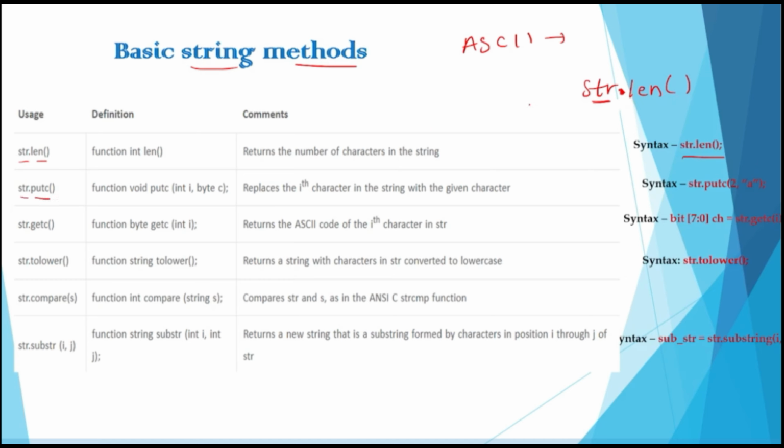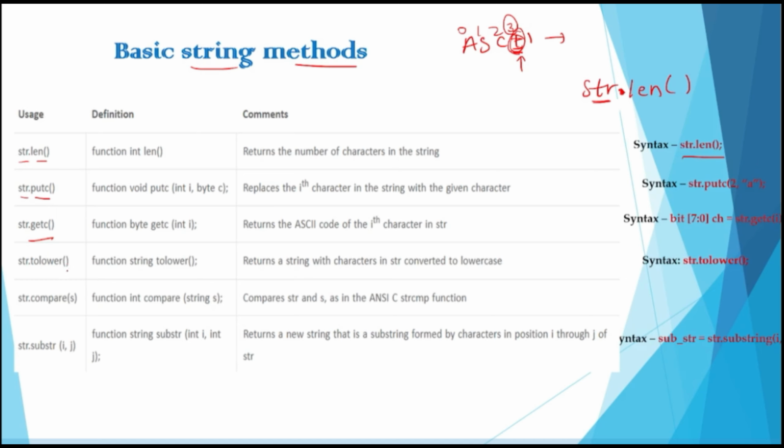What is this for? In order to replace some character in your string, you will be using putc. Then getc: for example, if I want to know what character my string contains at a given position. If you see 0 1 2 3, in the third position I have a character called I. In order to know the character at that particular point, you will be using getc.